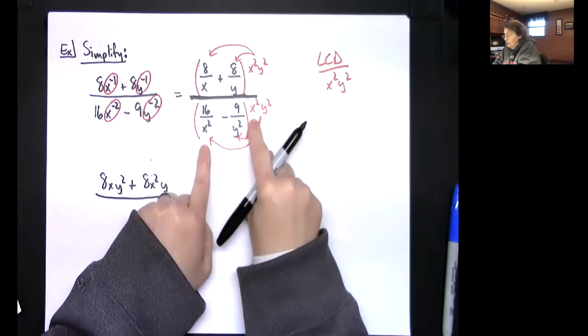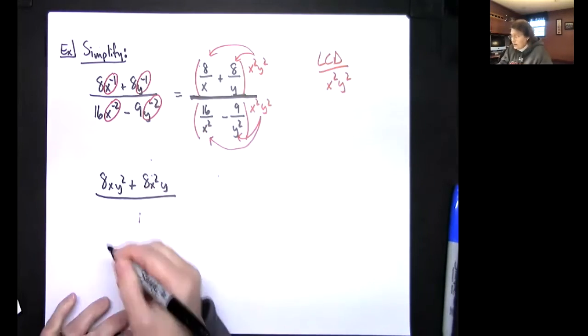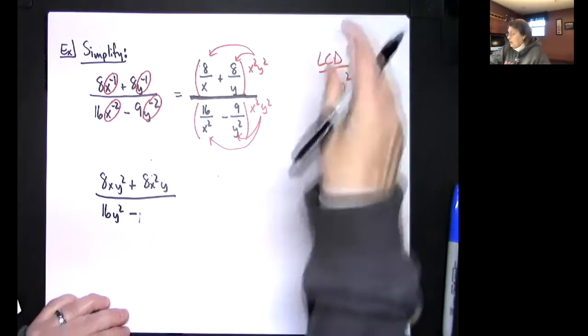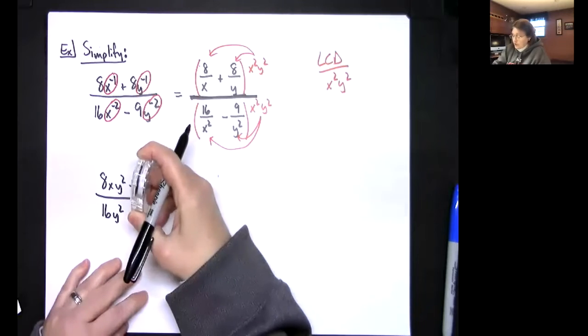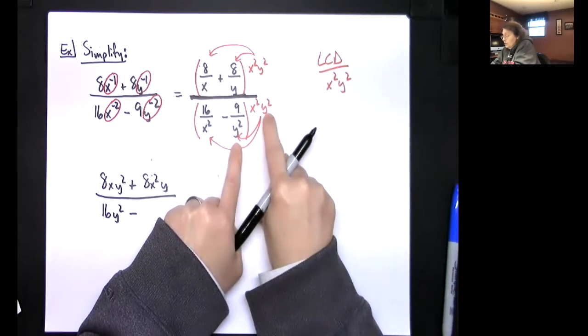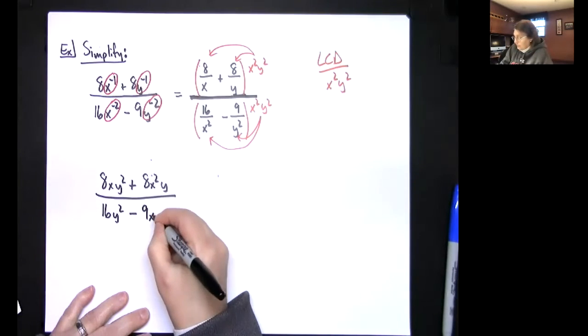So when I distribute here, the whole x squared goes away, which is nice. So a 16y squared, the minus stays right there. The y squareds cross out, leaves me with the x squared and the 9.